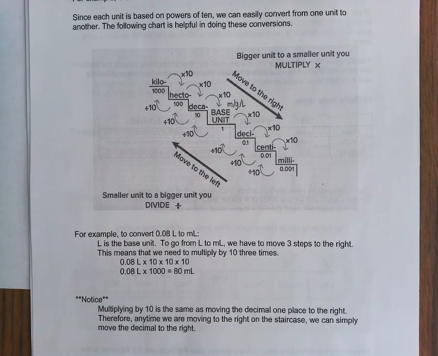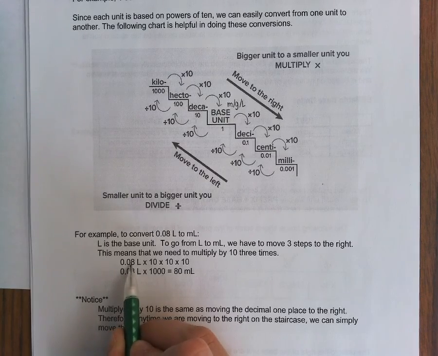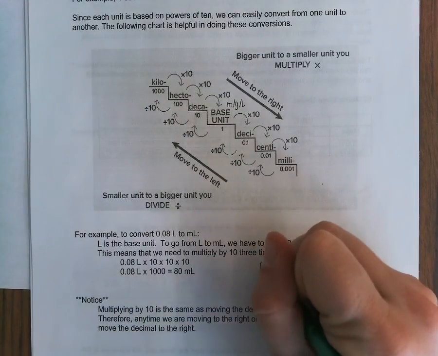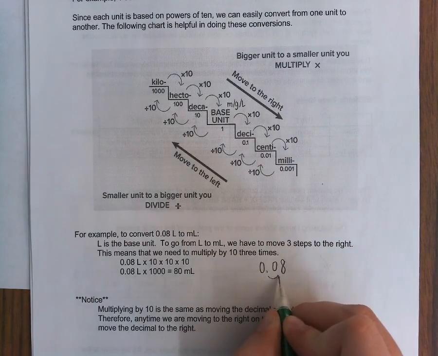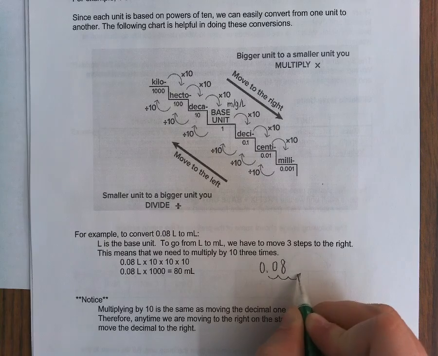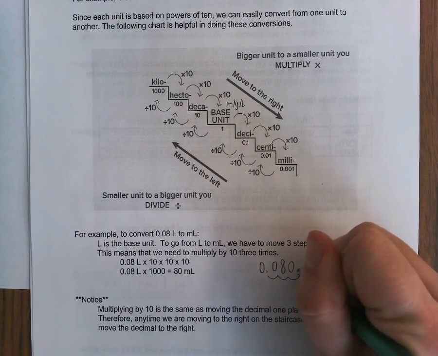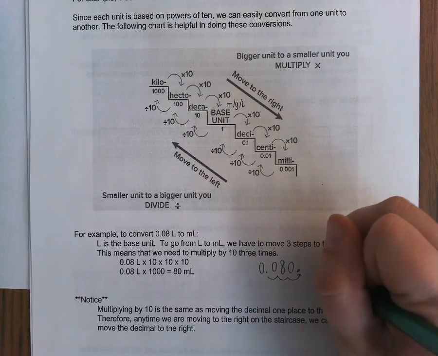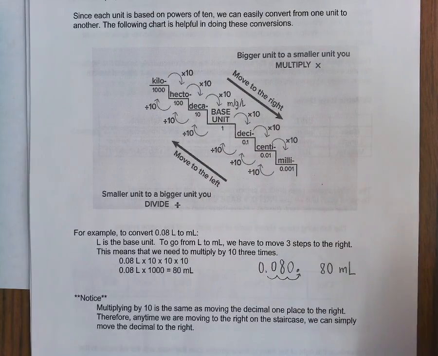You'll notice that multiplying by 10 is the same as moving the decimal place 1 to the right. So here I move the decimal place 1, 2. Actually, I'm going to write it a little bit larger so that you can see it. I'm moving 1, 2, 3 places to the right. So I need to add a 0, and my decimal goes there. That's the equivalent of 80 mLs.